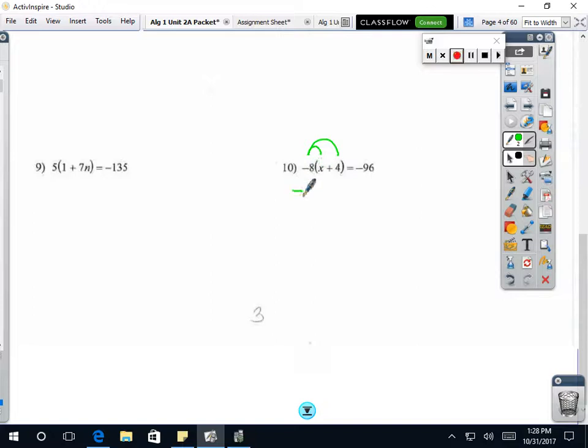Negative 8 times x is negative 8x. Negative 8 times 4 is negative 32, and then that equals negative 96. Now we just have a two-step equation. So what's the first step going to be? Correct. Cancel out this 32 by adding 32, because that'll make a 0. Whatever you do to one side, you do to the other. And so now on the left, you have negative 8x, and on the right, you now have negative 64.